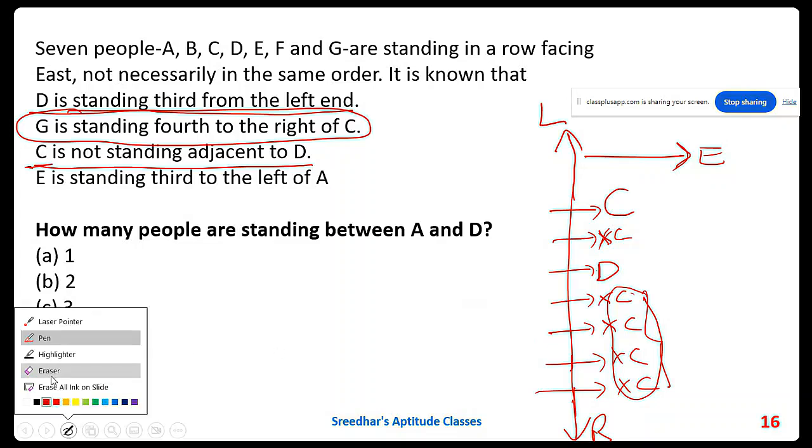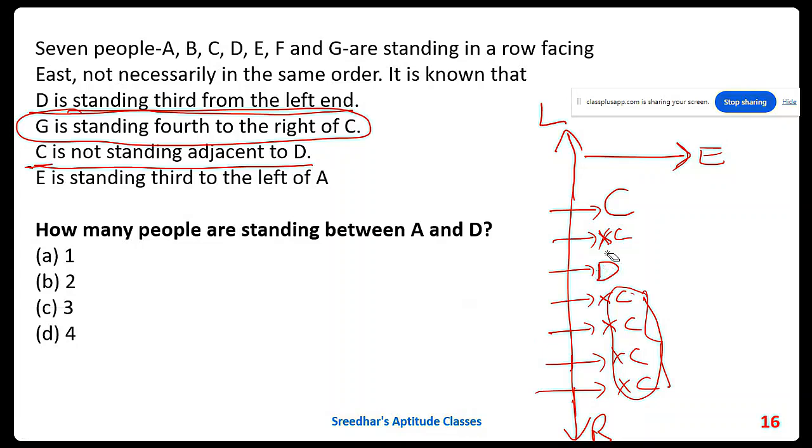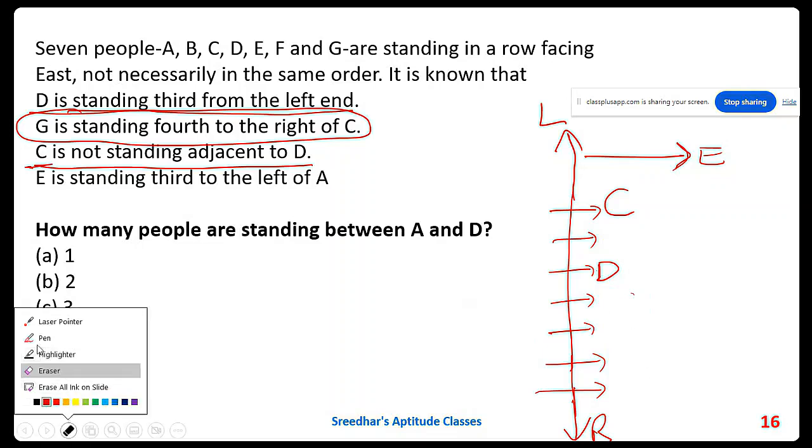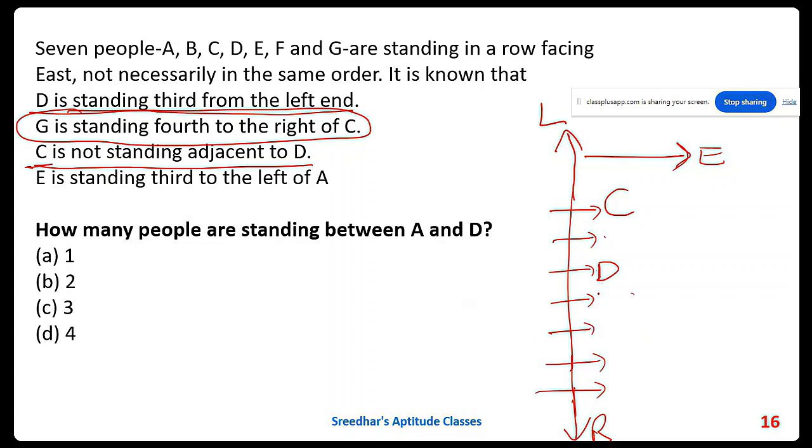Why is C not in other places? Because I have to arrange fourth to the right of C as G. Is that clear why I fixed C there? Now 1, 2, 3, fourth to the right of C is G.